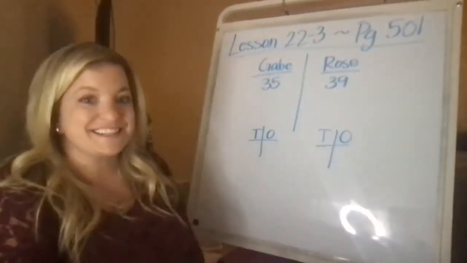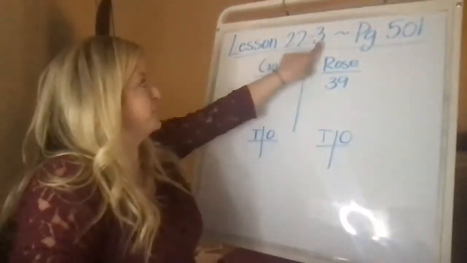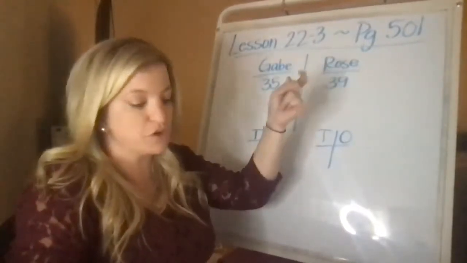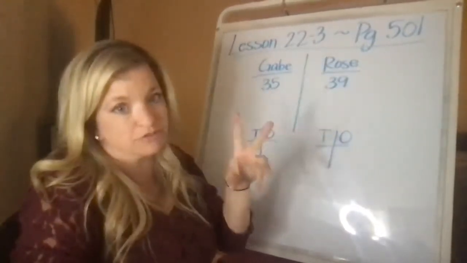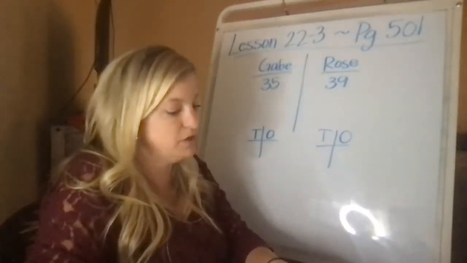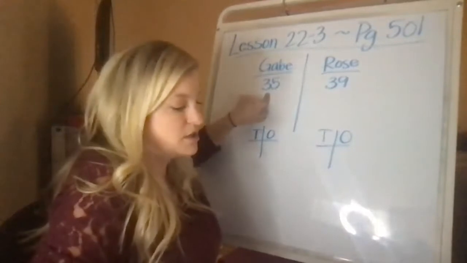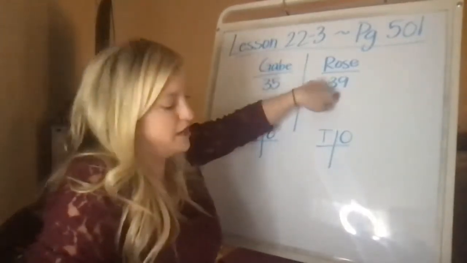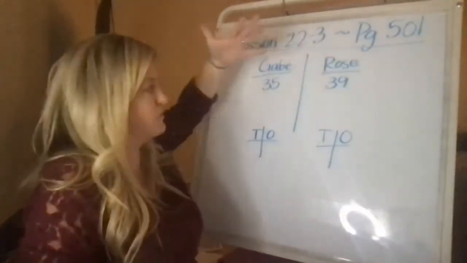Friends, it's time for lesson 22, session 3. We're on page 501 in your math book. At the top, you'll see a bunch of really cute river rocks. And at the top, it says, Gabe collects 35 rocks. Rose collects 39 rocks. Who collects fewer rocks?